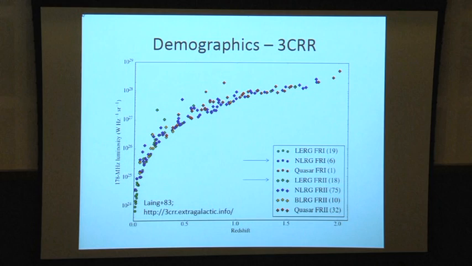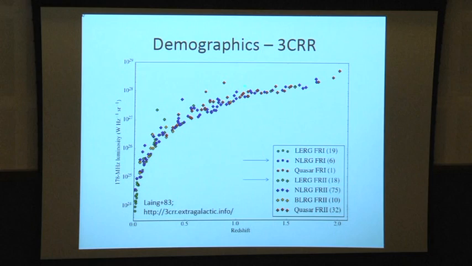To give you an idea of the demographics, here's 3CRR, color-coded by their source type and their emission line type. So the green things are the low excitation radio galaxies. I'm going to call them LERGs pretty much throughout. You can see mostly they're at low redshift, low radio power. These two things are correlated in this plot, of course. And as you go to high powers, you get almost exclusively quasars and narrow line radio galaxies. There are some low excitation objects up here. How real these are, I wouldn't want to say.